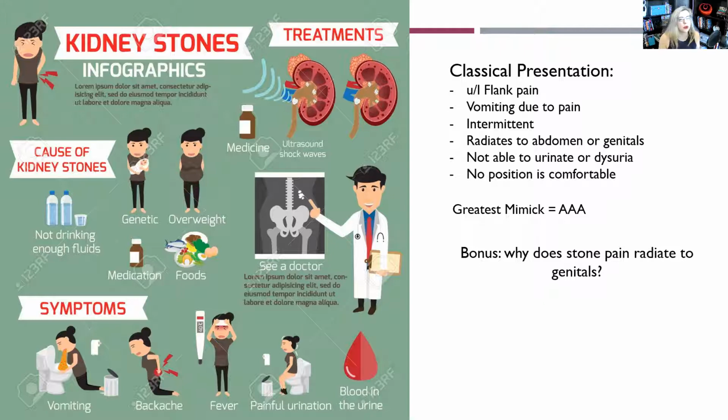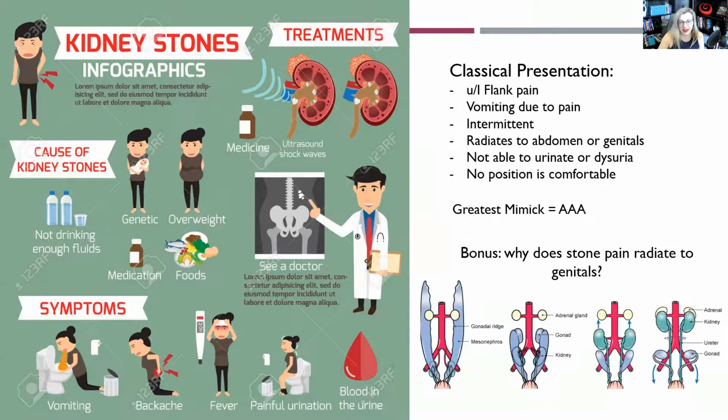Now, here's a quick bonus question. Why does stone pain radiate to the genitals? So this is kind of embryology, but it's pretty cool. When the kidneys and the genitals, whether it be ovaries or testicles, are created in the womb, they're actually made from the exact same tissue right next to each other.